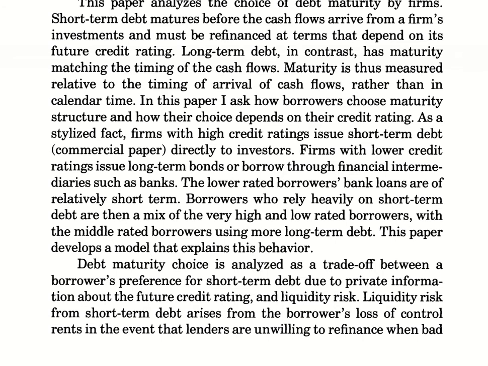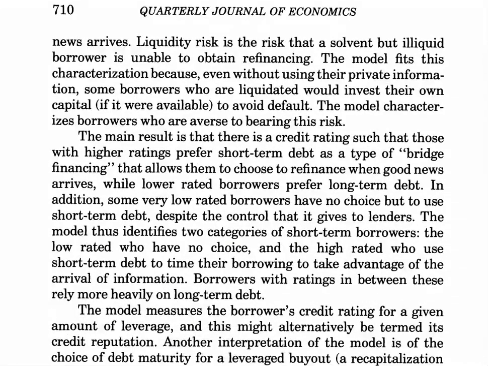This paper develops a model that explains this behavior. Debt maturity choice is analyzed as a trade-off between a borrower's preference for short-term debt due to private information about the future credit rating and liquidity risks. Liquidity risk from short-term debt arises from the borrower's loss of control rents in the event that lenders are unwilling to refinance when bad news arrives. Liquidity risk is a risk that a solvent but illiquid borrower is unable to obtain refinancing.